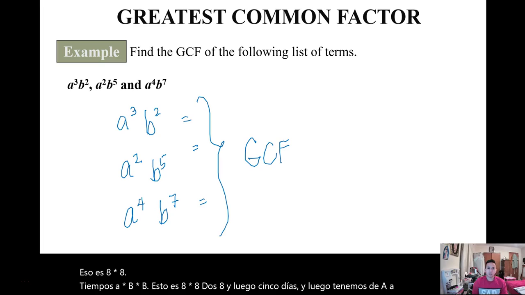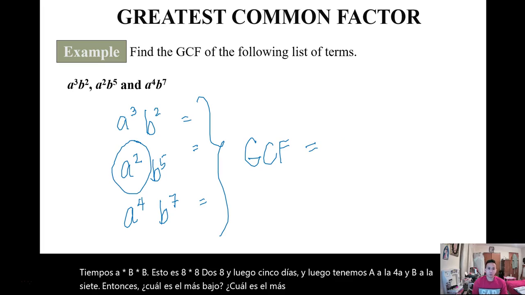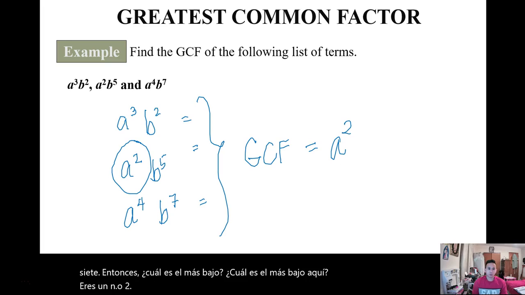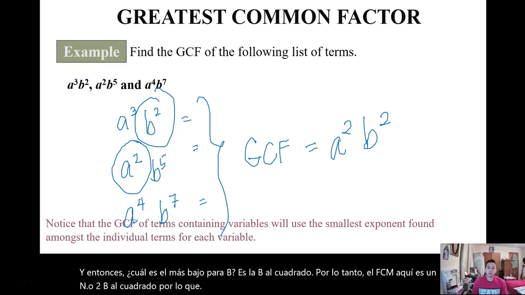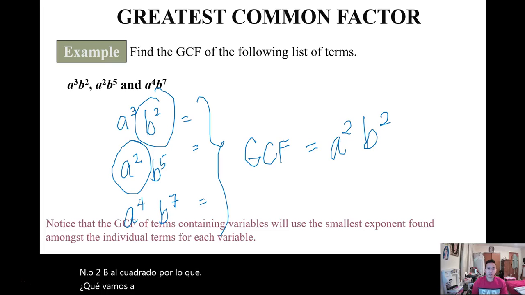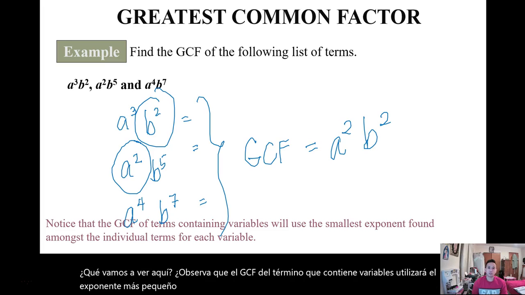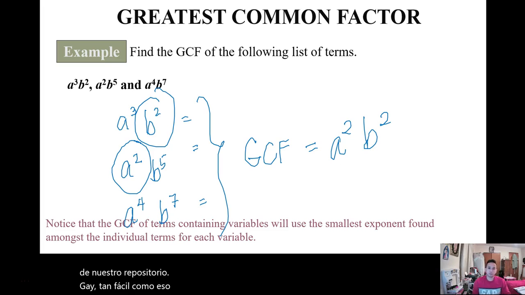b to the 7th. So what is the lowest here? It's your a squared. And then what's the lowest for b? It's the b squared. Therefore, the GCF here is a squared, b squared. So you notice that the GCF of the terms containing variables will use the smallest exponent found amongst the individual terms in each variable. As easy as that in factoring polynomials using your GCF.